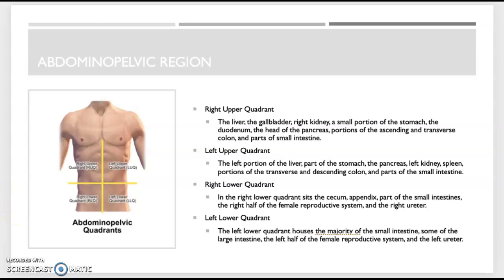Now we have the abdominopelvic region, which can be separated into four quadrants: right, left, upper, and lower. The right upper would have, let's say, the kidney and a part of the stomach. And the lower right would have the appendix, small intestines, and part of the reproductive system. And the left side would have the liver, pancreas, and the left lower would have the small intestine and also the rest of the reproductive system.